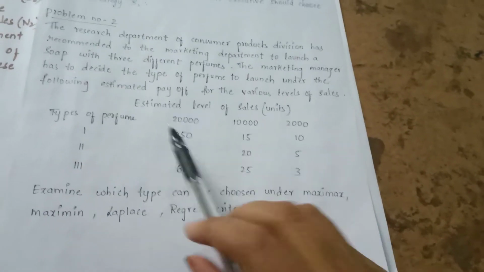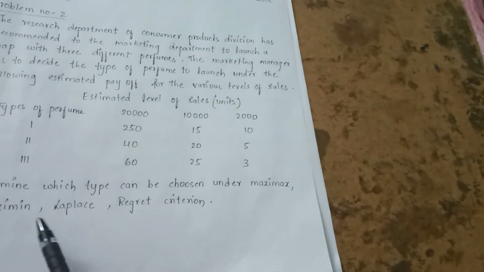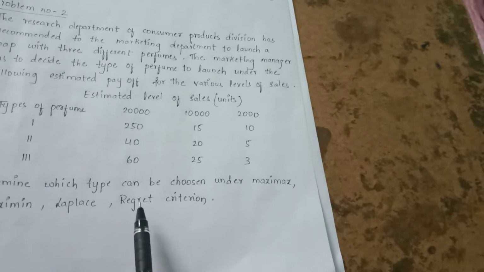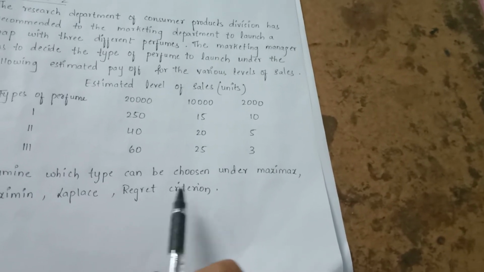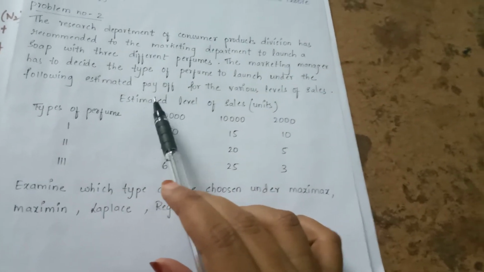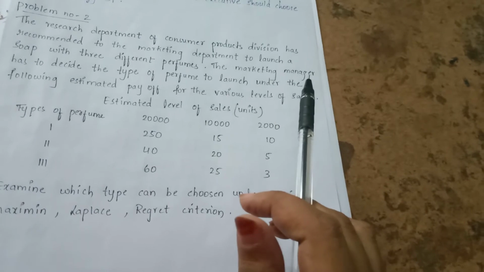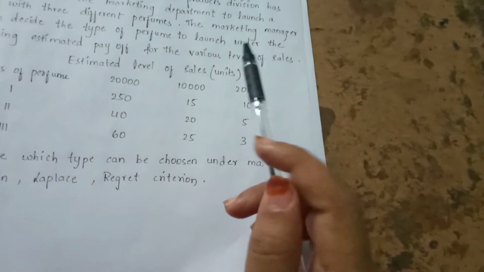Clear everyone, students? So here they are asking us to examine which type can be chosen under the Maximin, Laplace and regret criteria. Okay, so here, students, the state of nature is nothing but the estimated level of sales. The sales are nothing but the events which are out of the control of a decision maker.